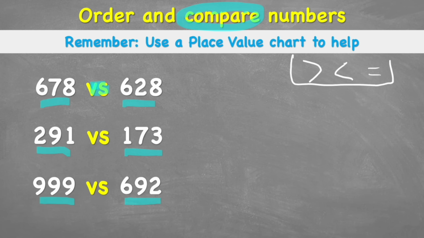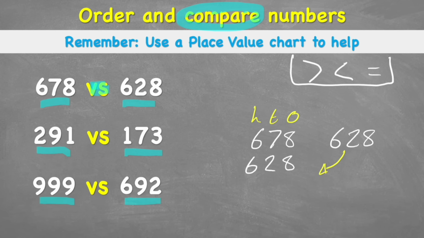And let's begin. And I'm going to look at my 678 versus 628. So I have 678 and 628. Well, what am I going to do to help me? That's right, I'm going to put them in my place value columns again. Ones, tens, and hundreds. And let's bring this number down below.